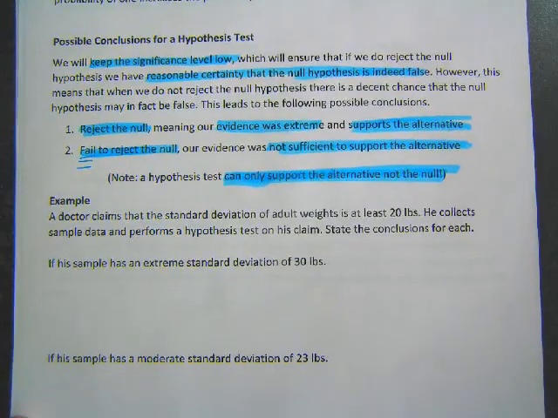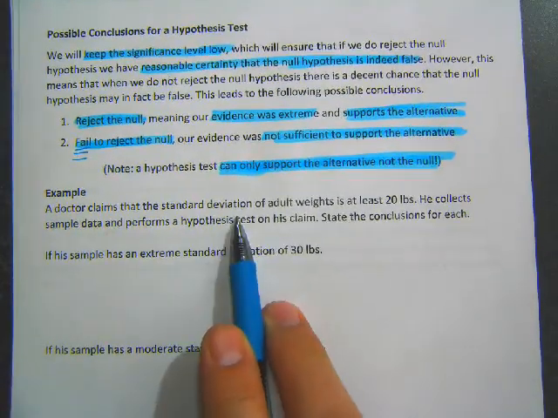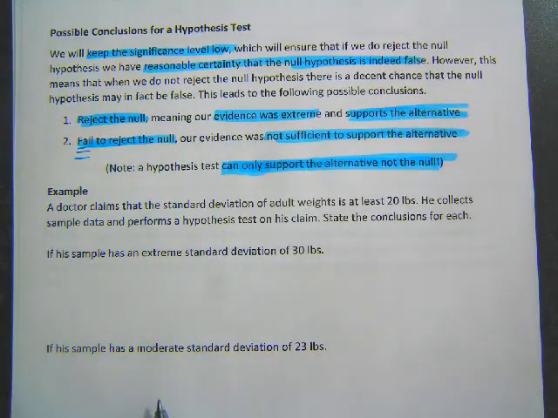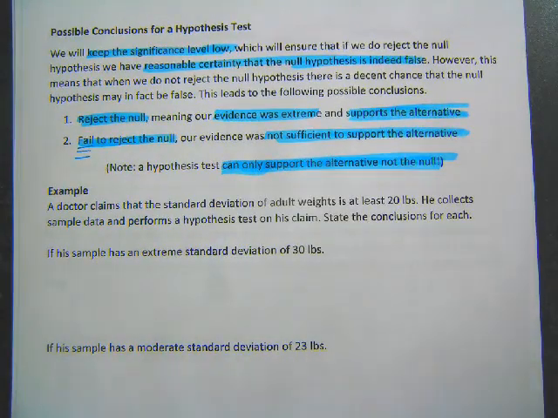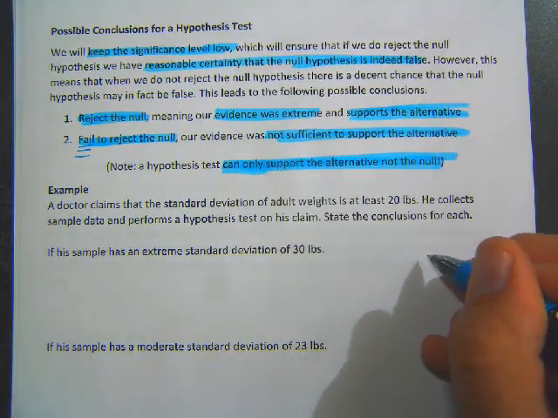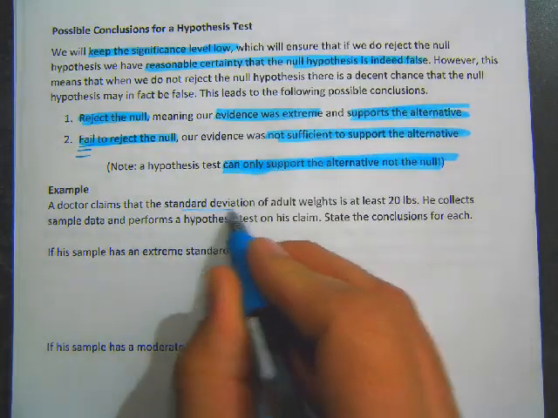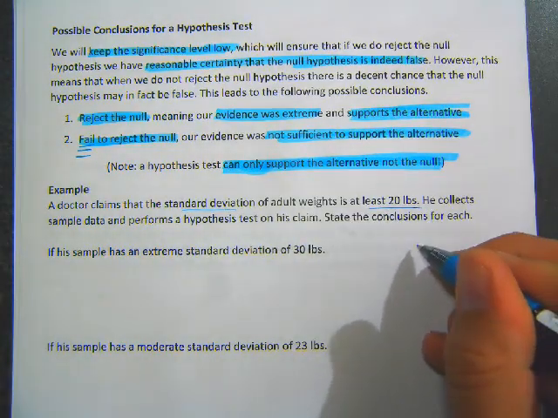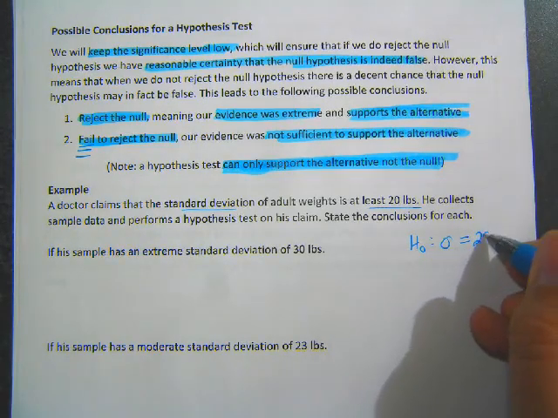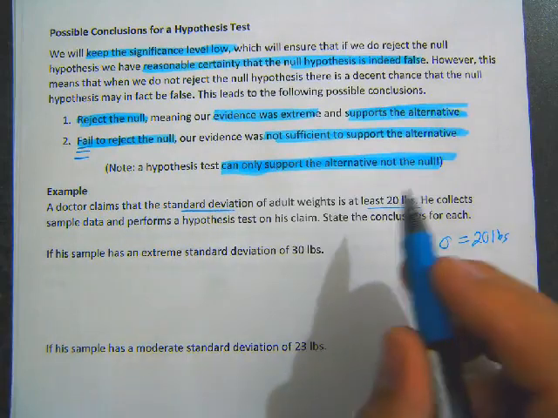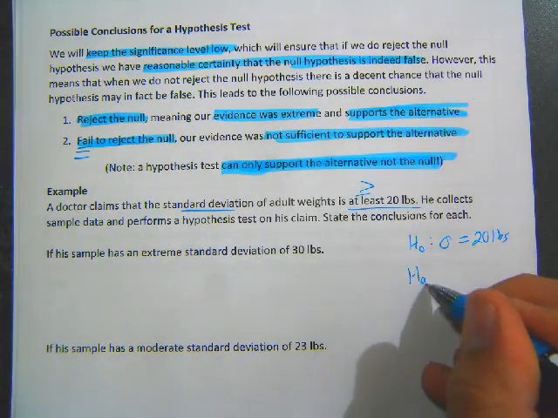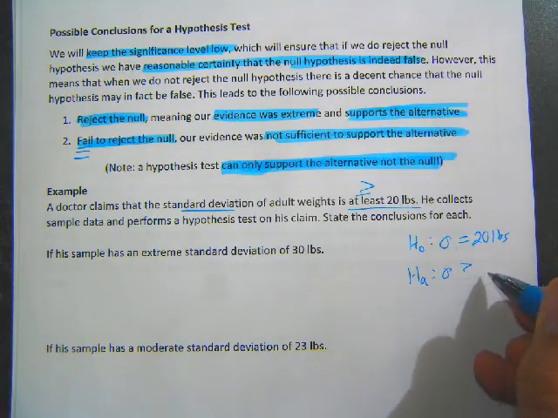Okay, let's look at an example for this. A doctor claims the standard deviation of adult weights is 20 pounds. He collects some sample data and performs a hypothesis test. Let's look at the conclusions. But before we do this, let's just talk about what the null and alternative would be. Since he's looking at standard deviation and he has 20 pounds, the null would be that the standard deviation is equal to 20 pounds. And he says at least, right? So at least means greater than or equal to. So the alternative would be that it actually is bigger than, more than 20 pounds.